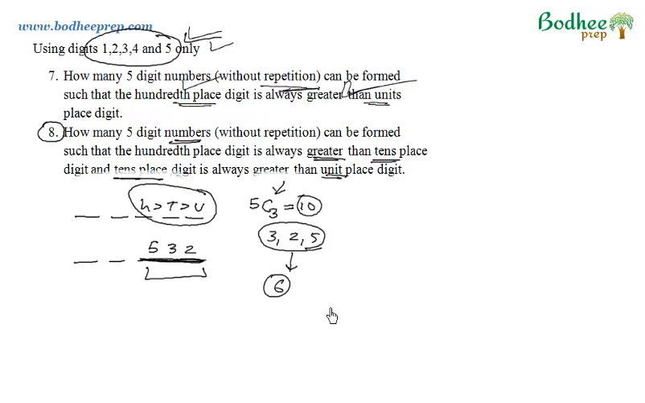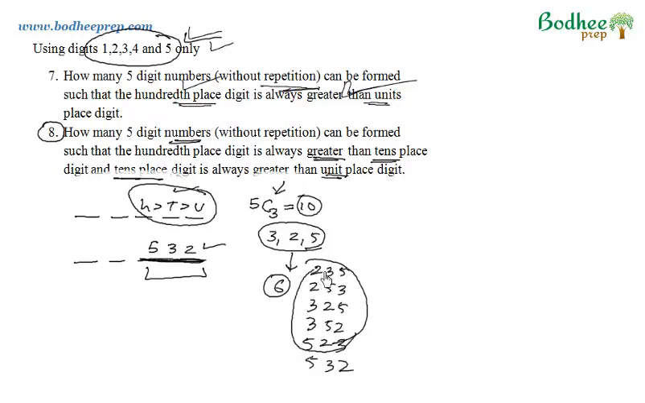you will find that out of these 6 arrangements, only one arrangement satisfies this condition, that is the 100's place digit is greater than the 10's place and the 10's place is greater than the unit place. Just for more clarification, I am writing all those numbers: 235, 253, 325, 352, 523 and 532. You can see that none of the other 5 arrangements follow this logic. There is only one arrangement. So for every selection, the corresponding arrangement as per this condition is only one, and hence each selection gives me one arrangement.